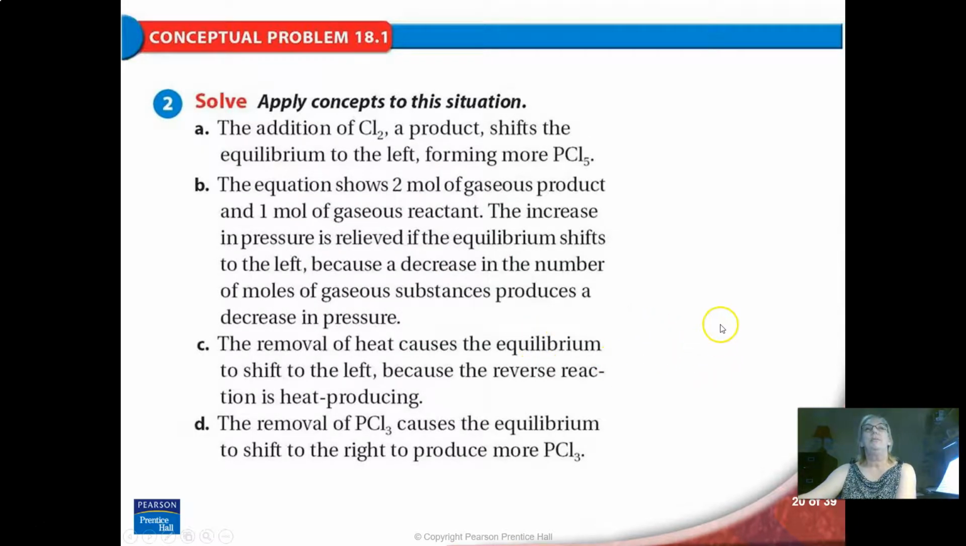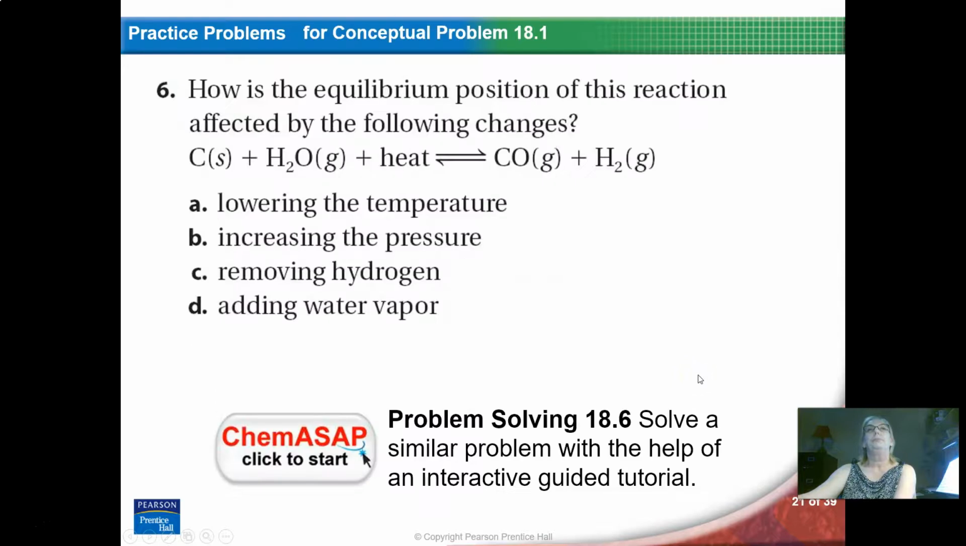So here's the answers for that. Pause that, look through that. I explained them, but make sure you read through these. This will help you a lot. Here's another question you could try on your own.